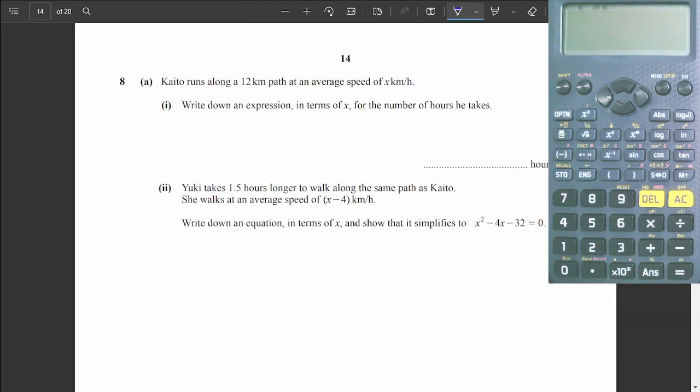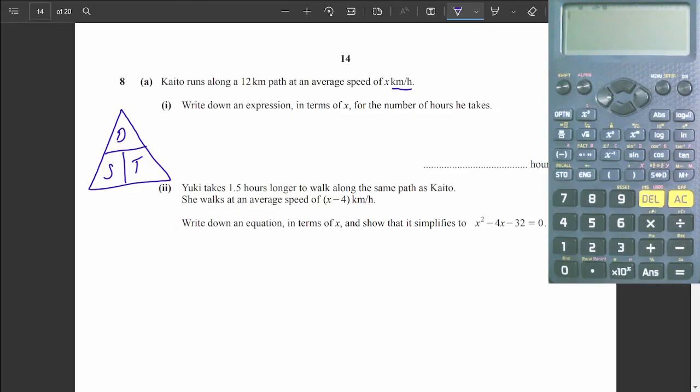Question 8a. Let's keep our heads together and we'll figure this out. Okay, Katya runs along a 12-kilometer path at an average speed of x kilometers per hour. Again, there's a little formula there, the one you know. Kilometers per hour is speed. And if we change those kilometers to distance and hours to time, it would look very familiar. Distance, speed, time. Okay, so it says write down an expression in terms of x for the hours taken.